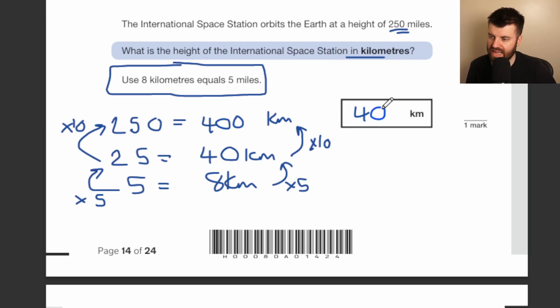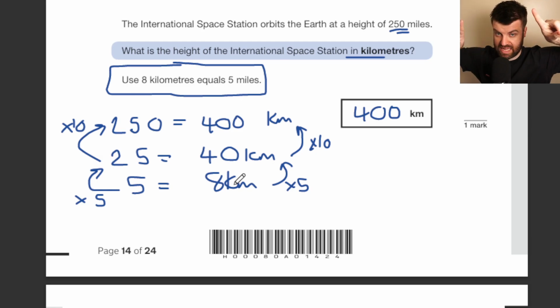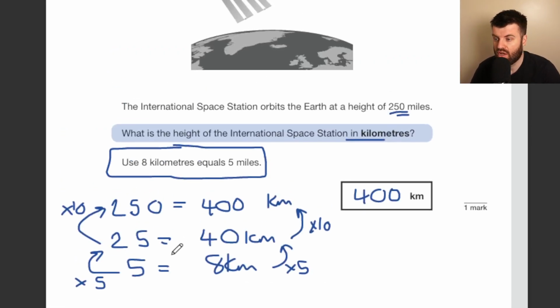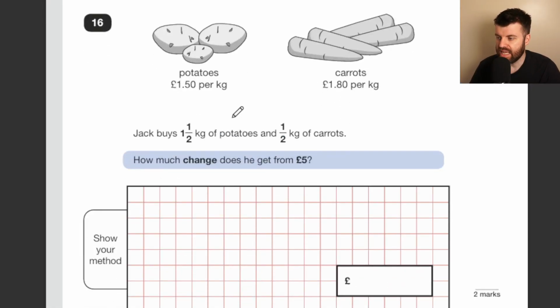So all we're doing here again is just scaling up that ratio. 5 to 8, 25 to 40, 250 to 400. Using the same multiplication on either side. That's how to answer these questions. 400 is the answer.